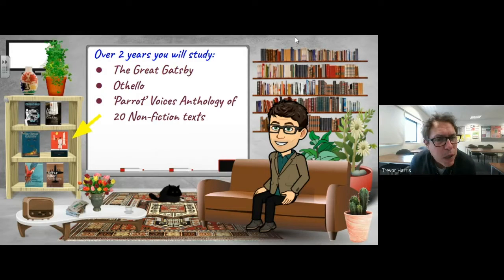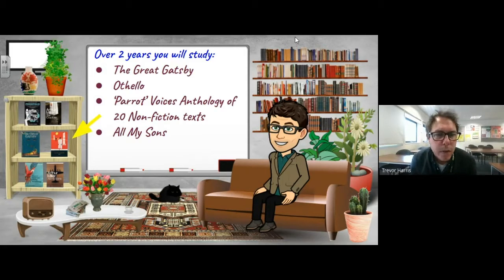And alongside this, in the first year, we study what we call the Parrot anthology of 20 non-fiction texts. If you can see the little bookcase on the left-hand side of your screen, you perhaps see the book on the bottom left-hand side has indeed got a kind of bright red parrot on the cover, and that's why we call it the Parrot anthology. So we have 20 different non-fiction texts that we look at from different genres, and we're studying the kind of voices that different writers and speakers create in non-fiction.